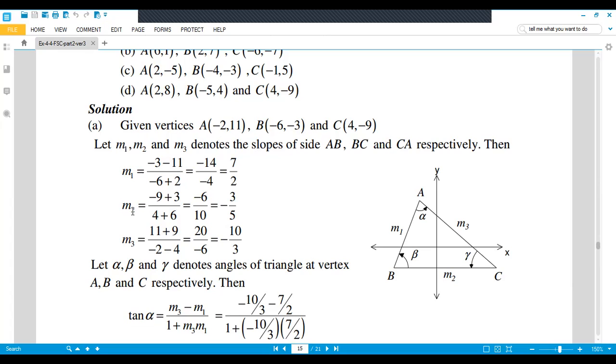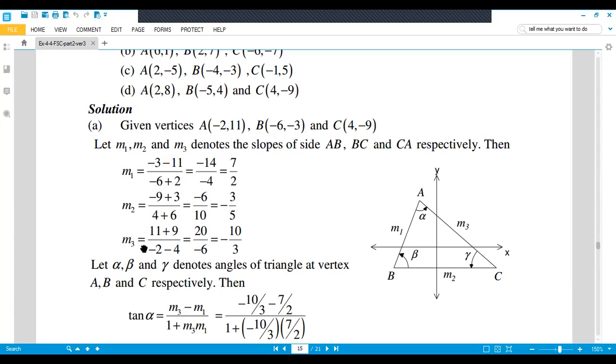To find slope m2, which vertices will we use? We will use B and C. For this, again the same formula, y2 minus y1 divided by x2 minus x1, two-point form. So in this, minus 9 plus 3, because minus minus is plus 3, over 4 minus minus, which is plus 6. So we get minus 6 over 10. When we cancel, we get minus 3 over 5. So this is the value of M2.